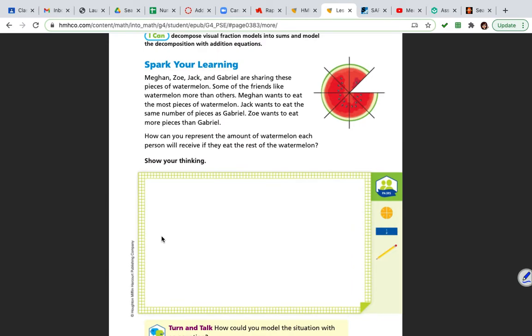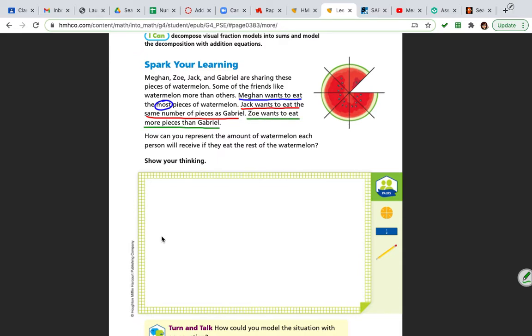It says Megan, Zoe, Jack, and Gabriel are sharing these pieces of watermelon. So you'll notice it's not a whole watermelon. Some of the friends like watermelon more than others. Megan wants to eat the most pieces of watermelon. Jack wants to eat the same number of pieces as Gabriel. So Jack and Gabriel are going to eat the same number of pieces. And lastly, Zoe wants to eat more pieces than Gabriel.